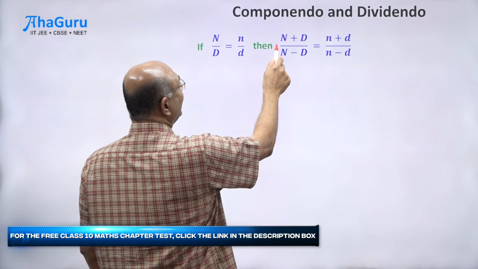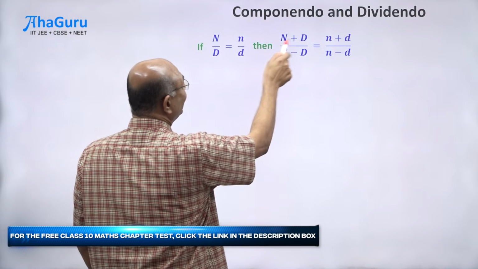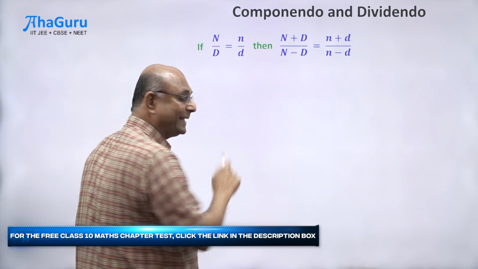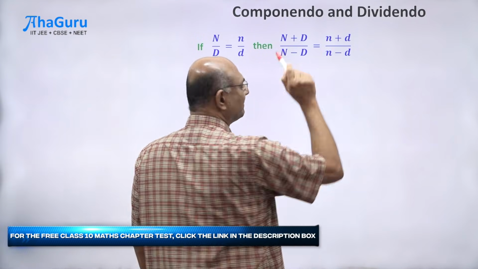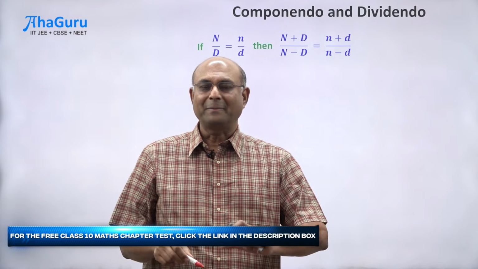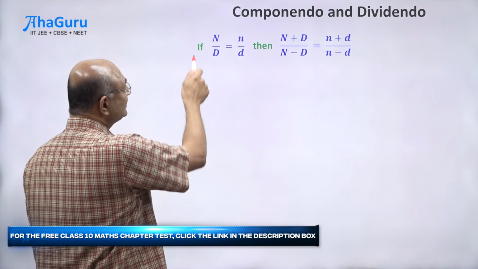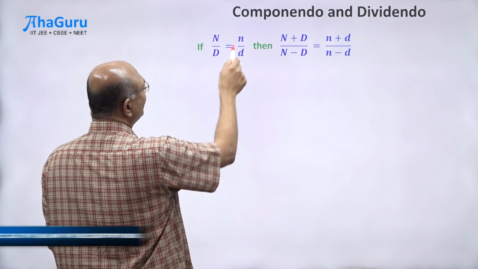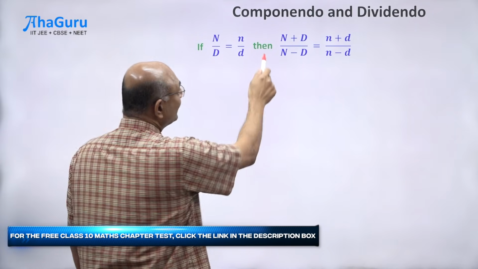For example, capital N plus capital D by capital N minus capital D is equal to small n plus small d by small n minus small d. Usually people write this as a by b equal to c by d, but then it's hard to remember. That's why I have written everything in terms of n and d. N stands for numerator, d stands for denominator, and small n and small d are basically the numerator and denominator on the right side.